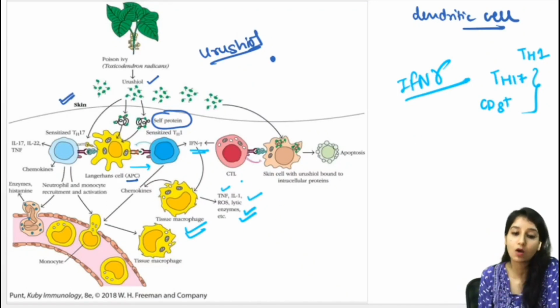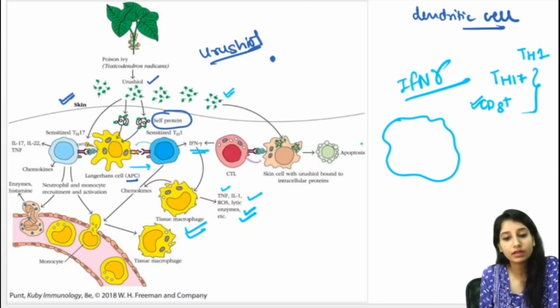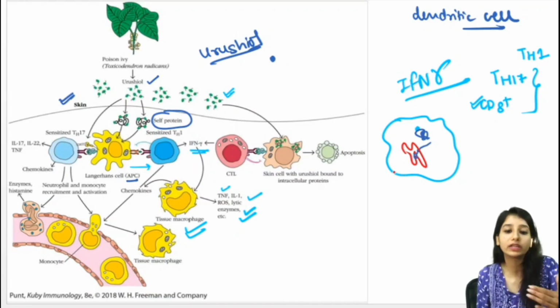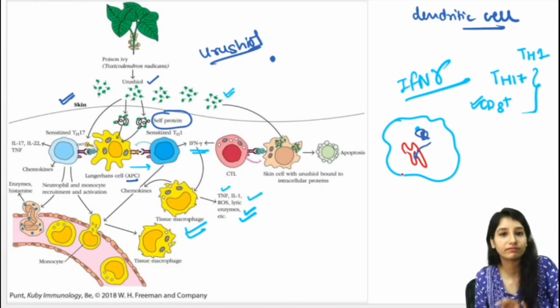First of all, let's see how it causes the activation of the CD8 positive cell. Once this urushiol has come in contact with our body, it will go inside our skin cells and be taken up by them. If this is our skin cell and this urushiol is present, it will bind with the proteins that are normally present in the skin cell, and now they will enter the ER, that is the endoplasmic reticulum of this skin cell, and the urushiol with the protein will be modified here.